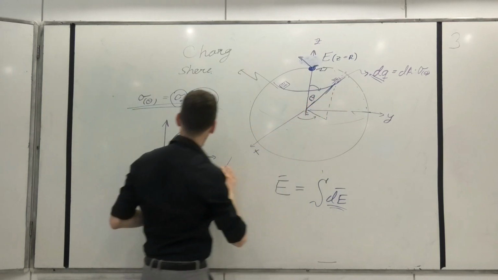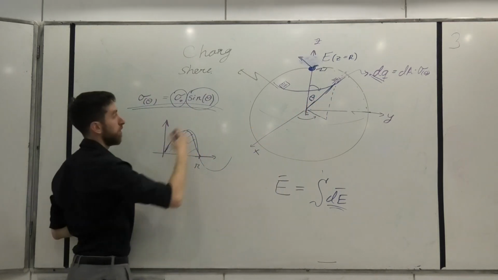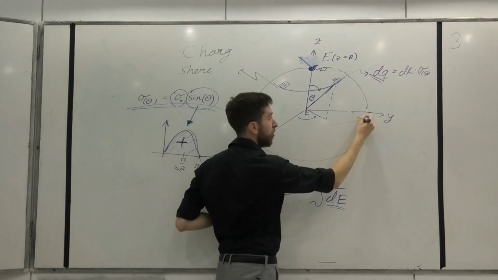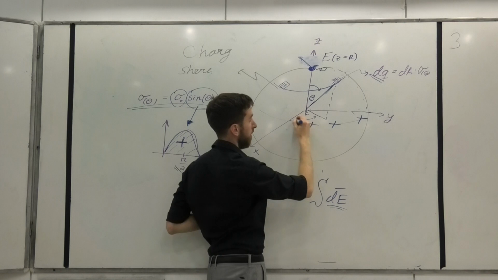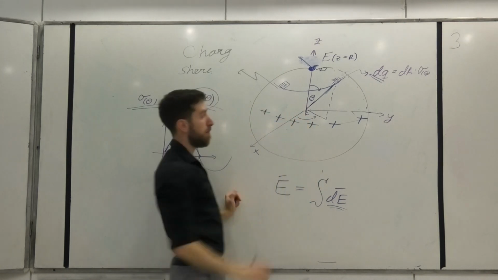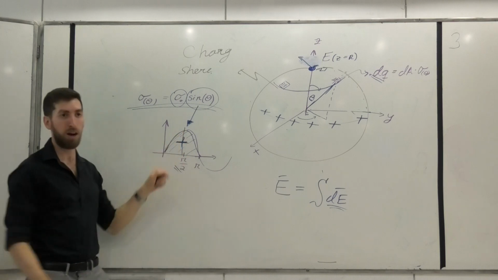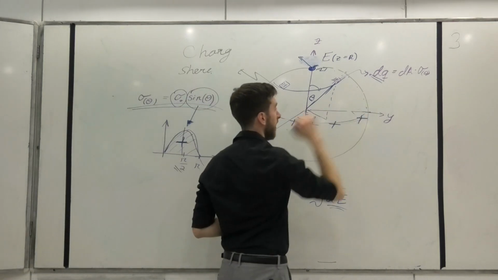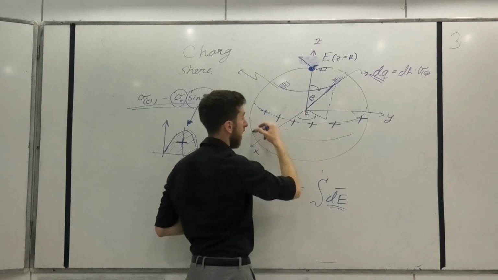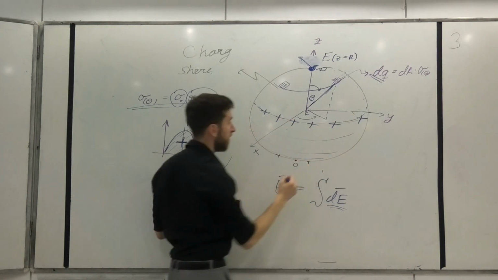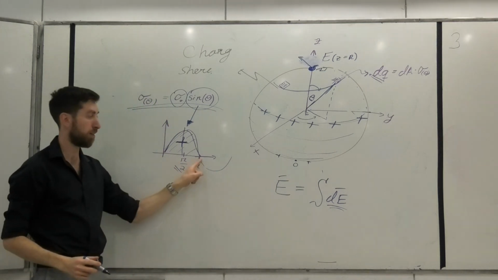So here I also want to talk about the sine, about how the charge behaves. We see that the charge is strongest at theta equal pi over 2. The strongest charges are distributed around this, and it becomes weaker and weaker. This is really weak, and here you have zero charge. That is the point. This is pi.